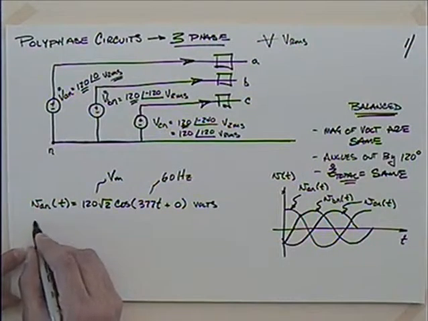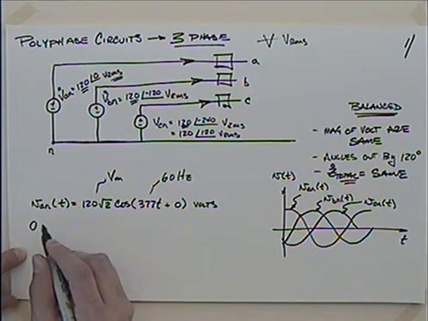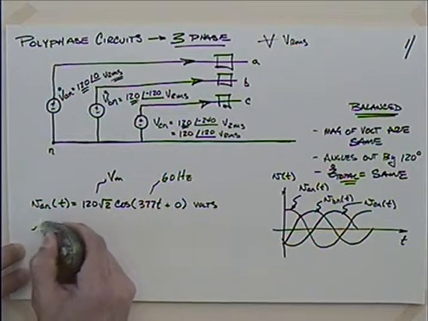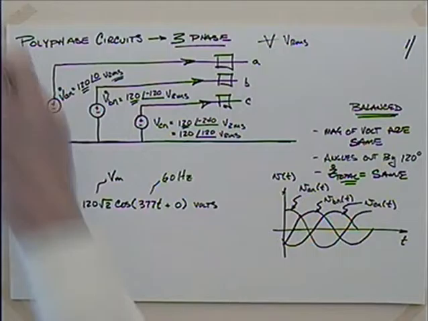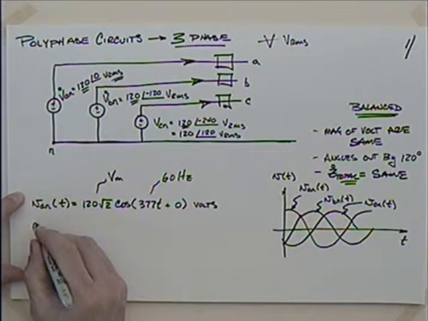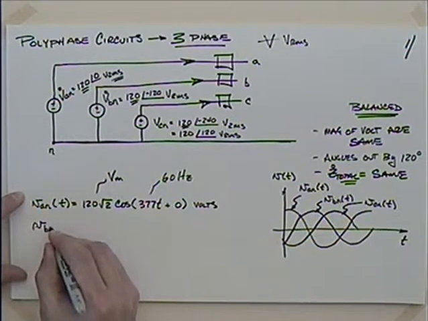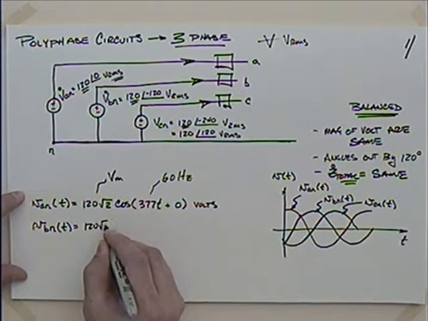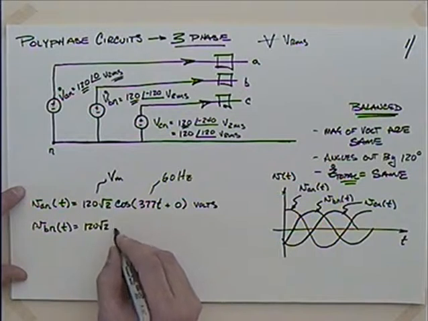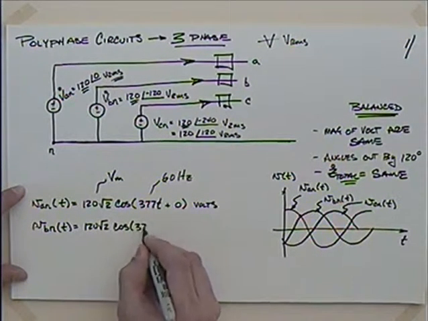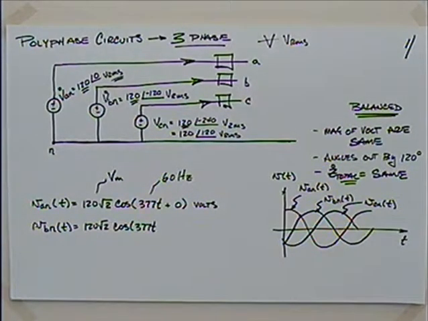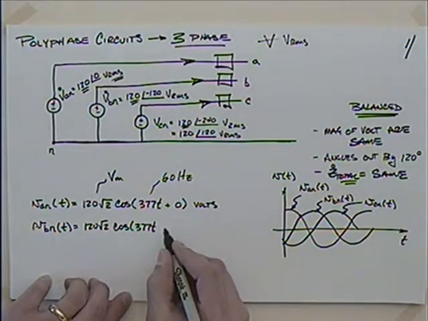So if I do this for the others, let's say the voltage B sub n in the time domain is going to be 120 times the square root of 2. It has to have the same magnitude. Cosine 377t. Everything's going to have the same frequency that we're working with. I mean, we might start the next problem at 50 hertz or something else, but everything in this problem would all have the same frequency.